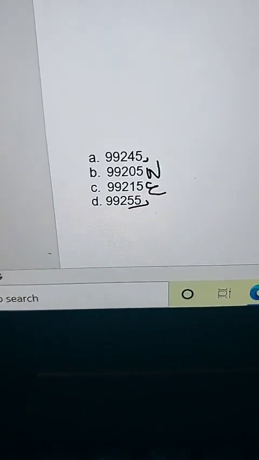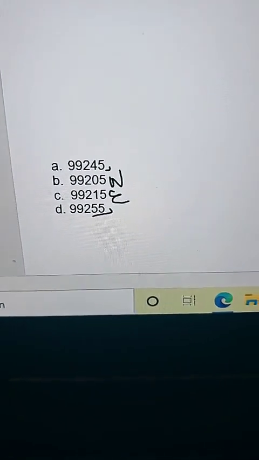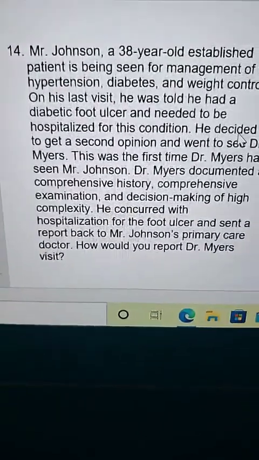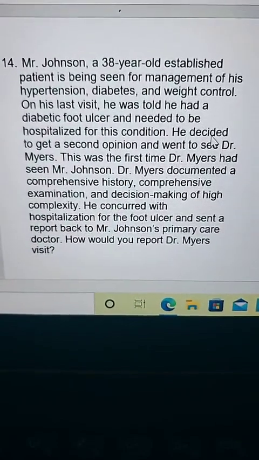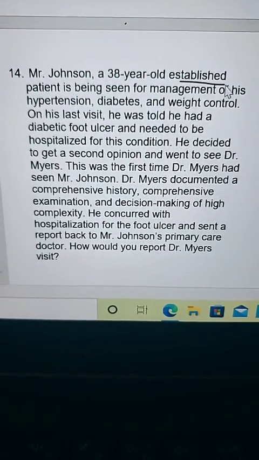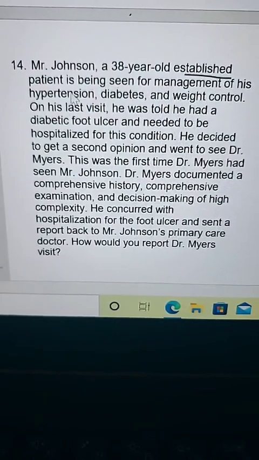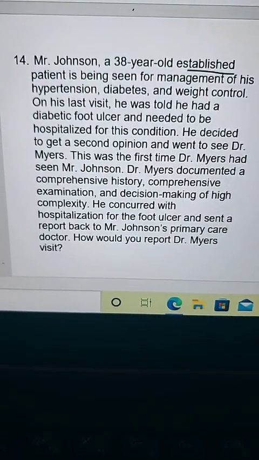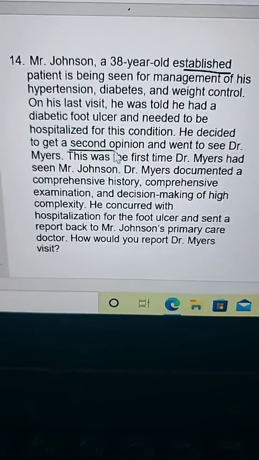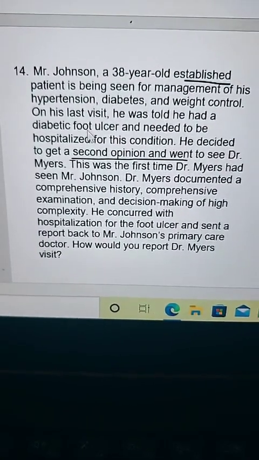So let's go up here and check out and see what's going on with our question. So here's our question. They're saying established right here, but that may not make a difference if they're doing a consultation. He decides to get a second opinion. Who is he? Who decided?